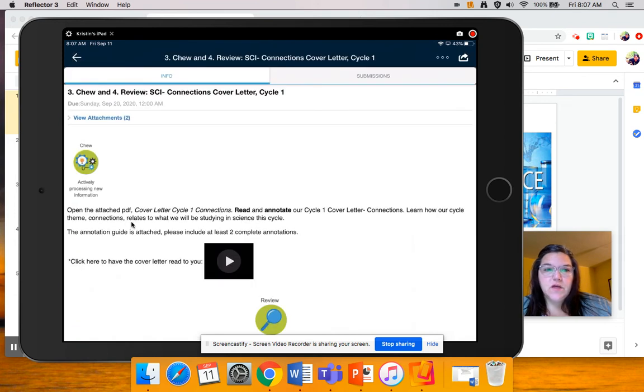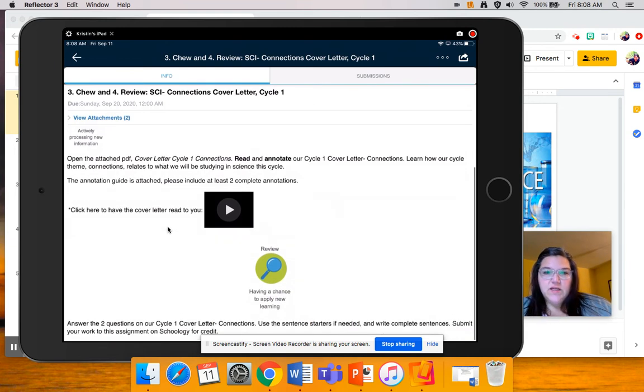All right. So your chew, remember that's your actively processing new information. You'll open the attached PDF, cover letter cycle 1 connections. You'll read and annotate the cover letter, learn how our cycle theme connections relates to what we'll be studying in science. The annotation guide is attached, so please try to include at least 2 annotations. You can click here to have the cover letter read to you as you read through it, if it's easier for you to listen as you read.